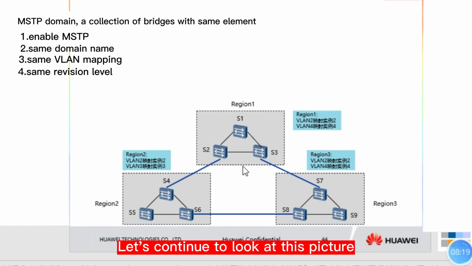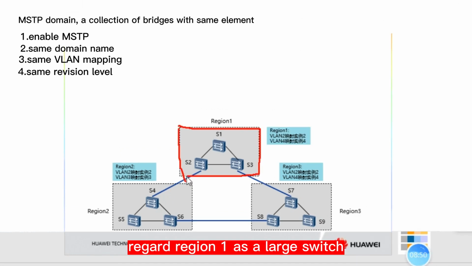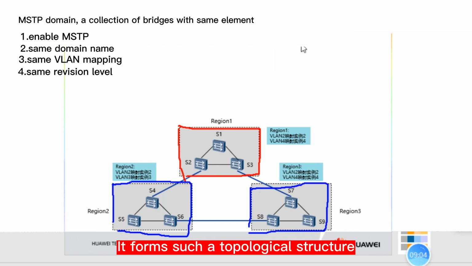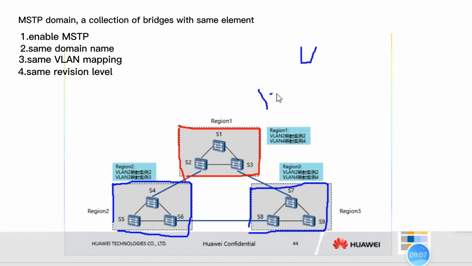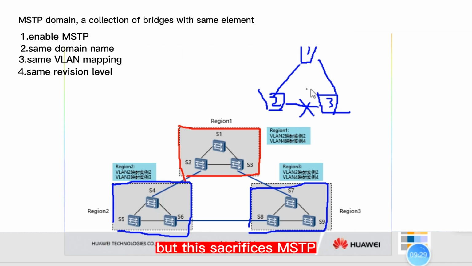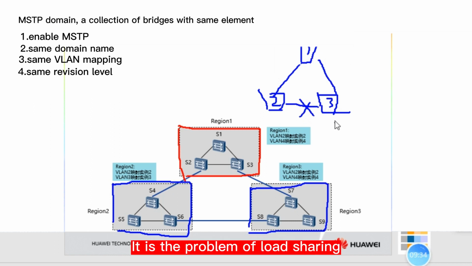Let's continue to look at this picture. Regard region 1 as a large switch. Regions 2 and 3 are the same. Under these circumstances, it forms such a topological structure. The 3 switches are interconnected with each other. According to normal logic, the corresponding port should be blocked so as to achieve a loop-free network. But this sacrifices MSTP's biggest feature, which is load sharing, because there is only one line.